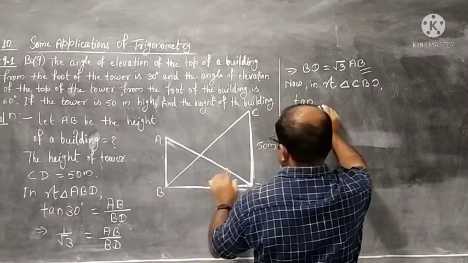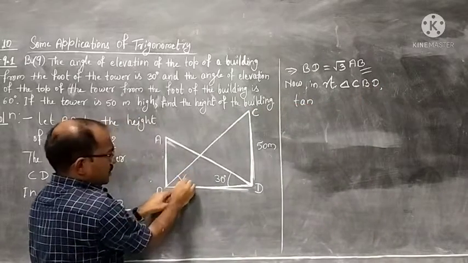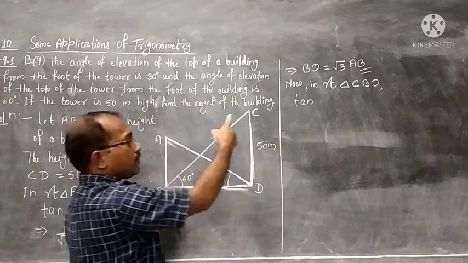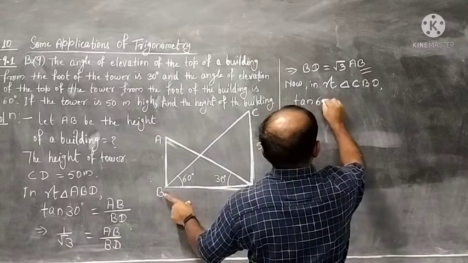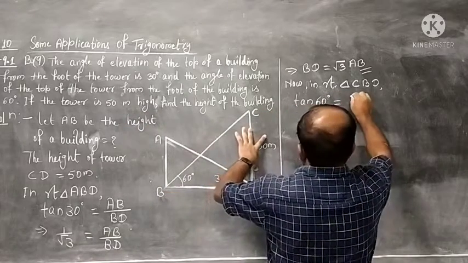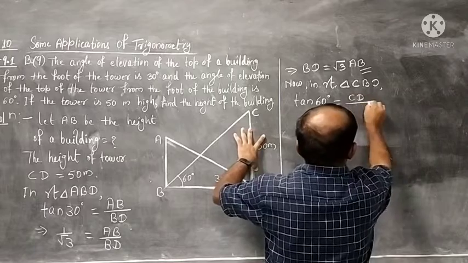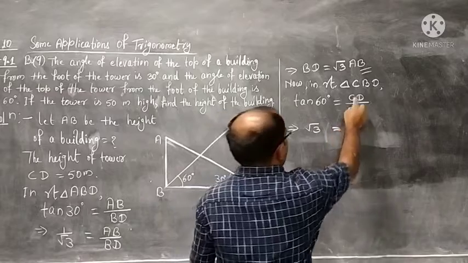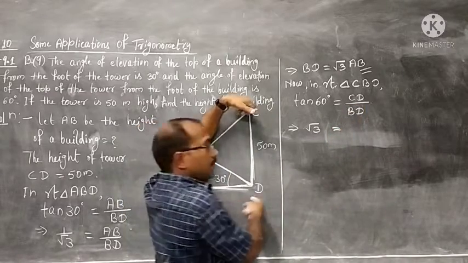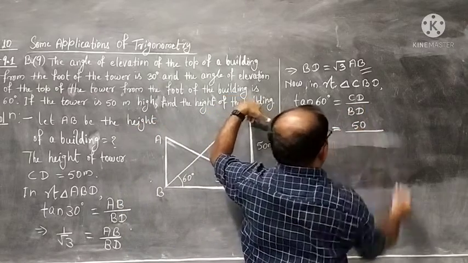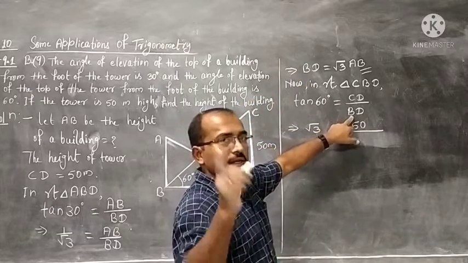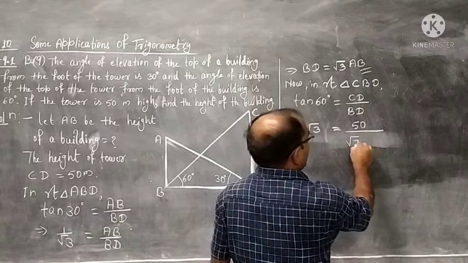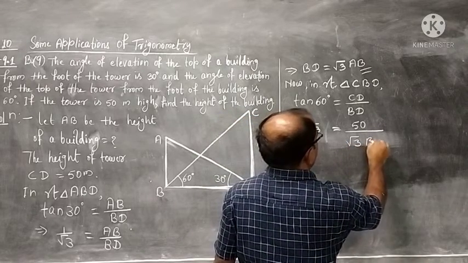Tan only we will use as the ratio. For this angle, how much was it? 60 degree, from the foot of the building, the elevation of the top of the tower. So, tan 60 degree, perpendicular CD and base is BD. Tan 60 degree value is root 3. CD is known to us, 50 meter, the height of the tower. And BD, what about BD? The first right triangle has given us BD is equal to root 3 AB. So we can use that, root 3 AB.